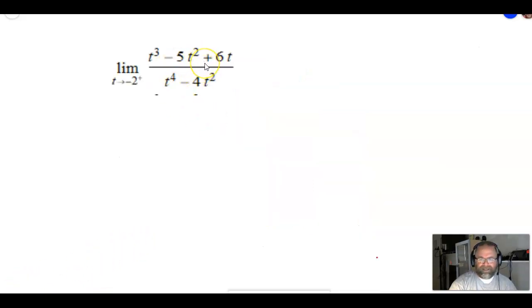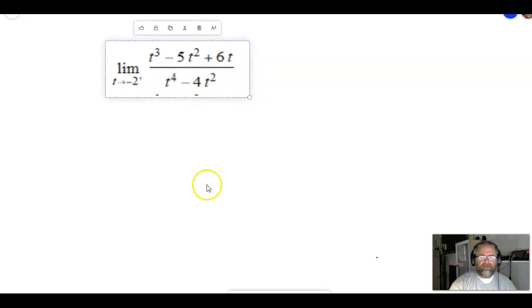Okay, so here's an actual function with the limit notation here. And this says, what is the limit as t approaches -2 from the right, a little plus means from the right, of this function here, t cubed minus 5t squared plus 6t, all over t to the 4th minus 4t squared. All right, so let's see, first of all, what happens if I put a -2 in there. So the first thing I want to do is put a -2 in there and just see what happens.